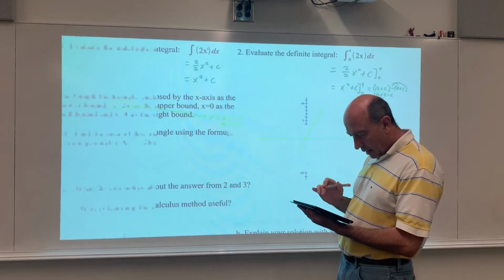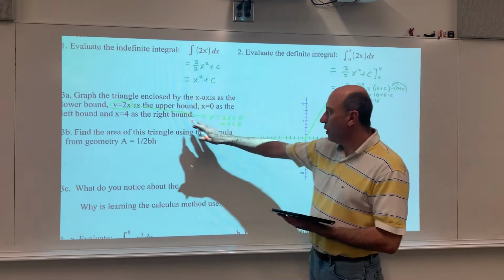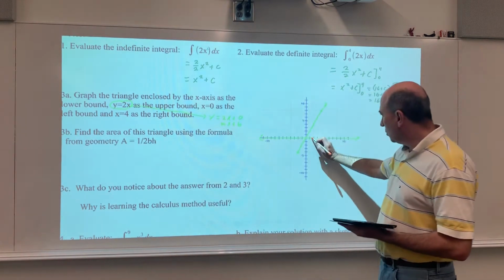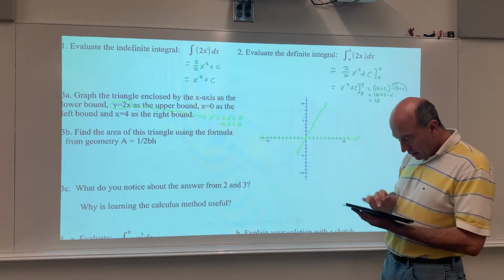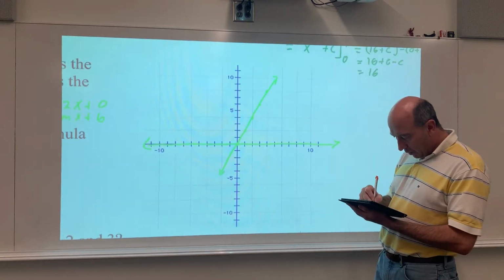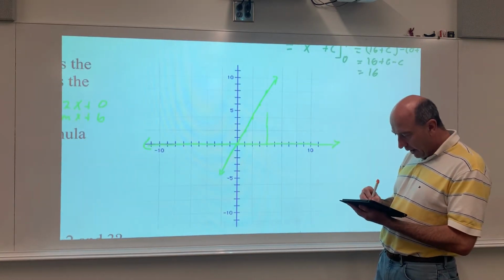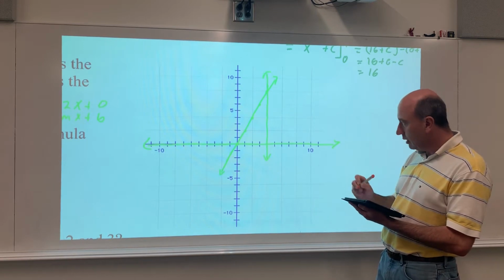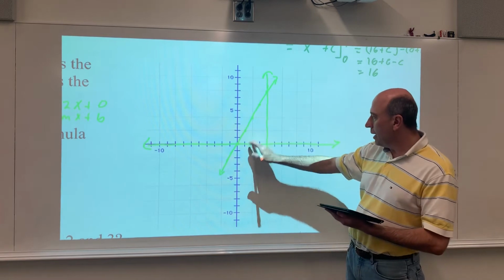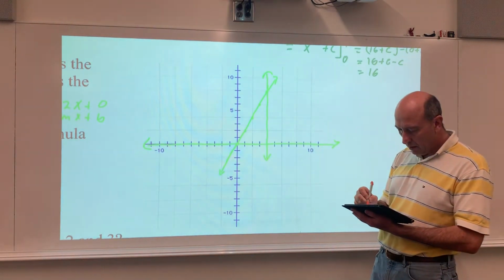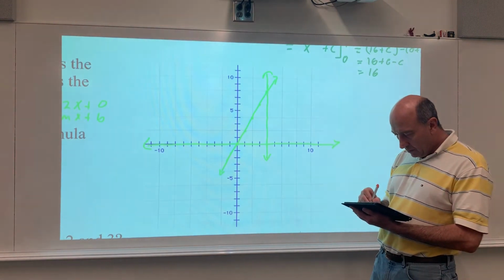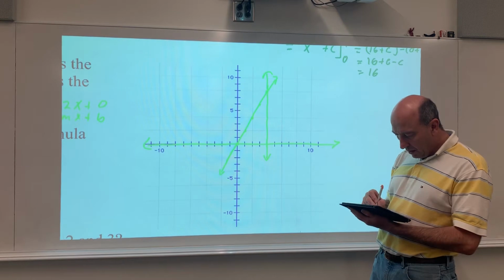Okay. And x equals 4 is the right bound. So go over to 4. 1, 2, 3, 4. That's the right bound. So x is 4 and y could be anything. So we have an upper bound, a lower bound, and a right bound. So we have enclosed a triangle. So we have now enclosed this triangle.